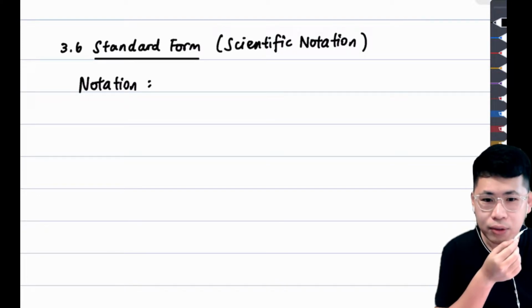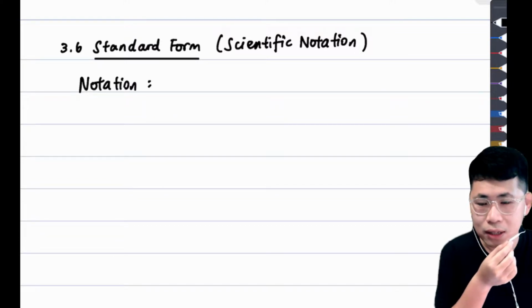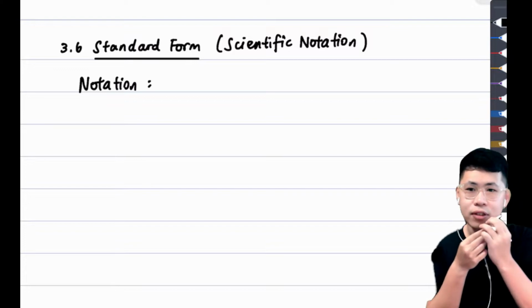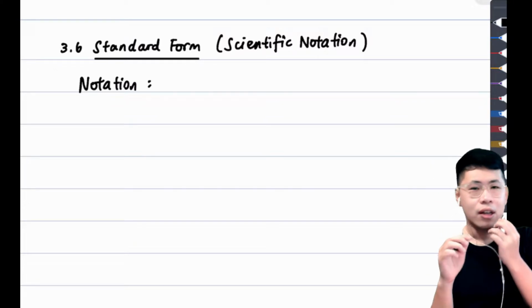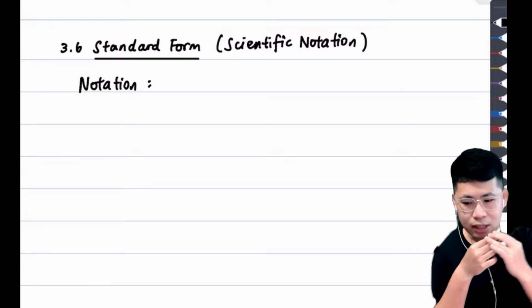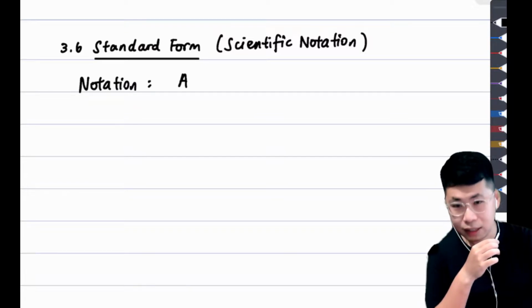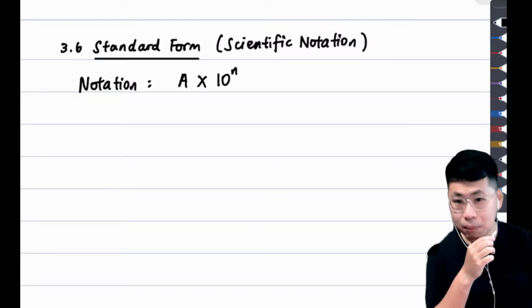Okay, hi everyone. Today we're going to explore a little bit about standard form, 3.6 standard form. Another name for standard form is actually scientific notation. What we mean by expressing our numbers in scientific notation is usually we'll express it as a number, a, times 10 to the power of something.